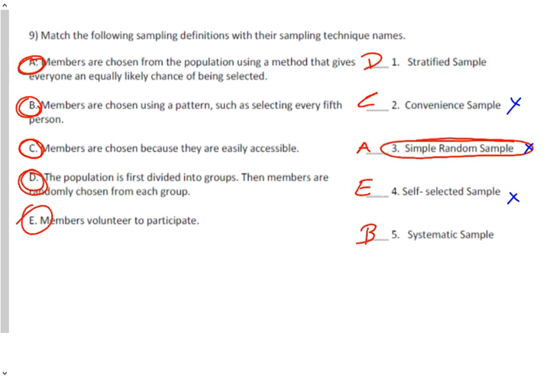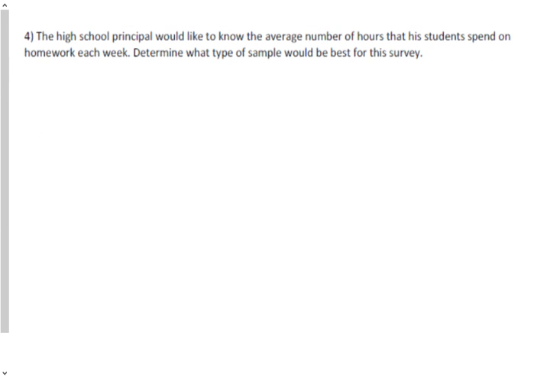I want to look at homework. And I want to look at the school as a whole. I'm not concerned with any one type of group of students within the school. I'm concerned with the school as a whole. So I'm going to assume a couple things.